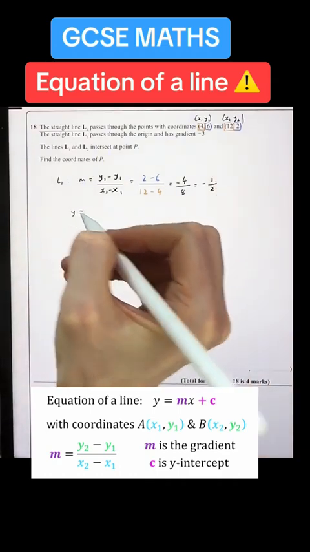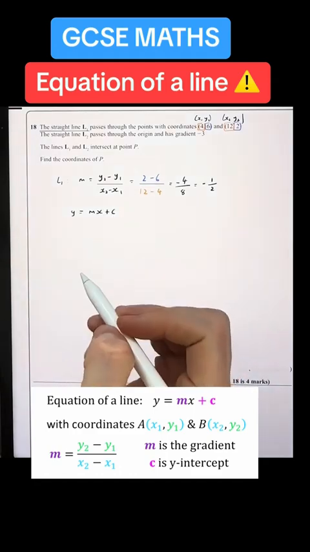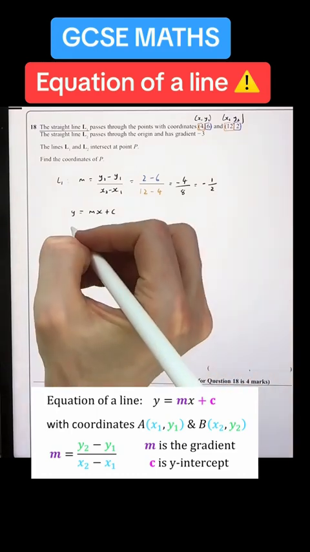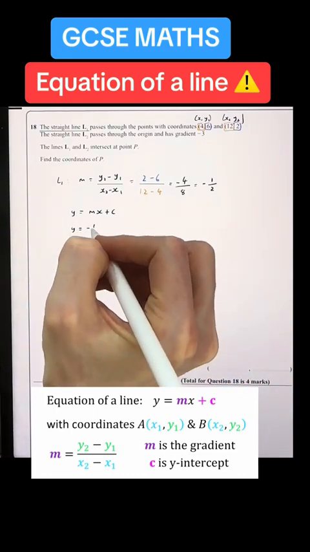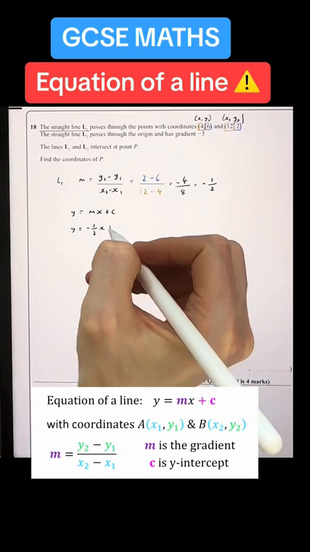I know the equation of a line always takes the form y equals mx plus c, where m is our gradient and c is our y-intercept. As I have the gradient now, I know the gradient of L1 is negative half. Hence, I'm going to substitute m to be negative half. So it's going to be negative half lots of x, and I've still got plus c.